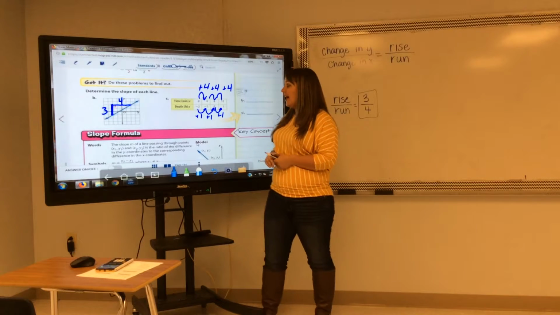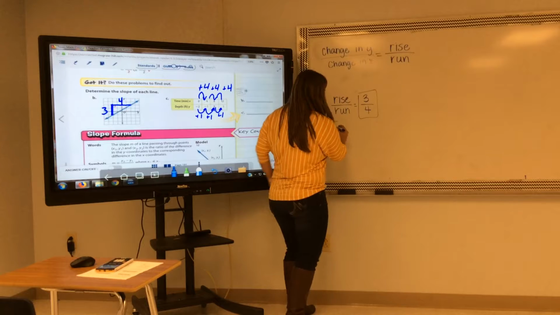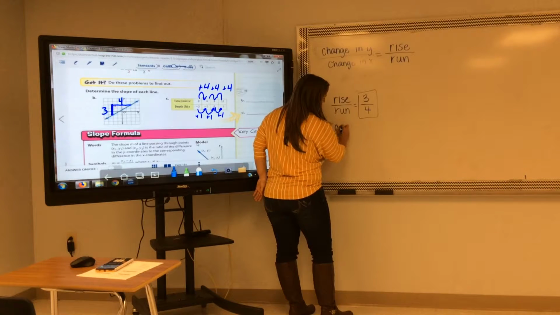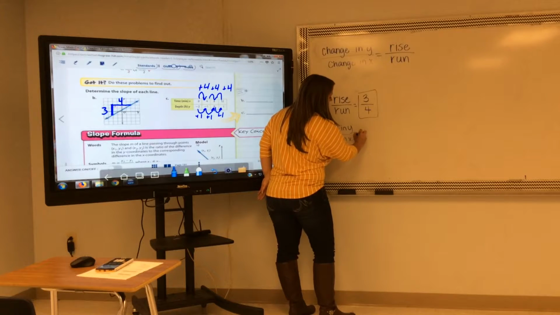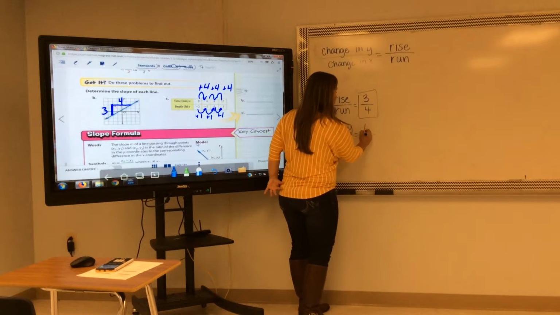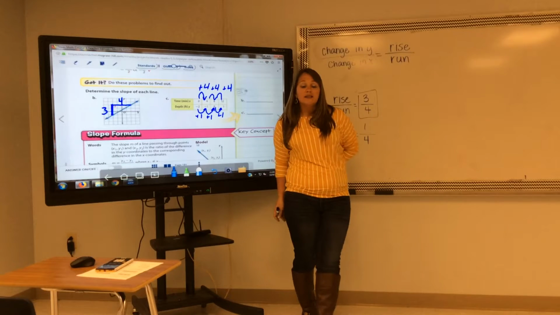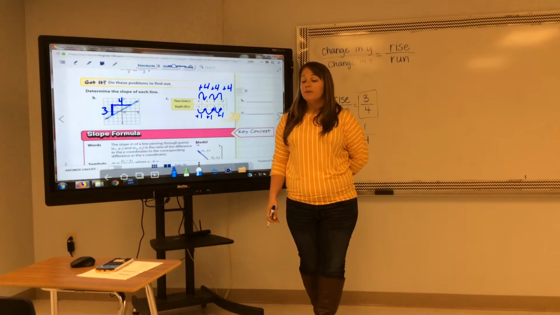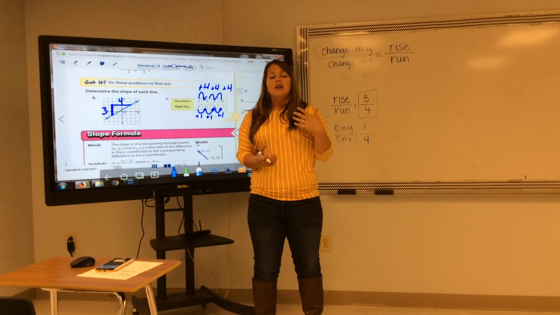And once again, I have to do my change in y over my change in x. So I'm going to say change in y over change in x would equal my change in y would be a plus 1. My change in x would be a plus 4. So my slope there would be 1/4. Okay, or 1/4. All right.